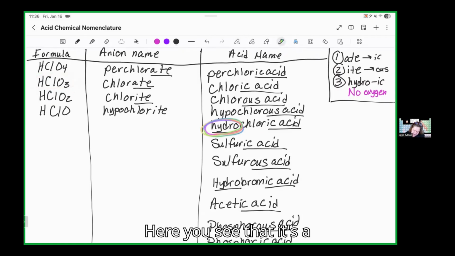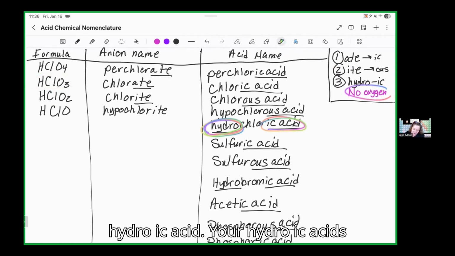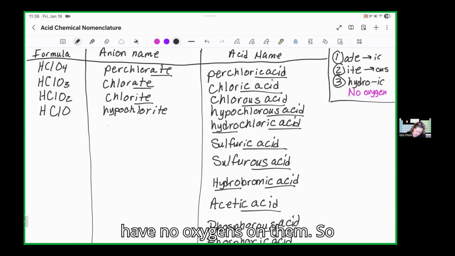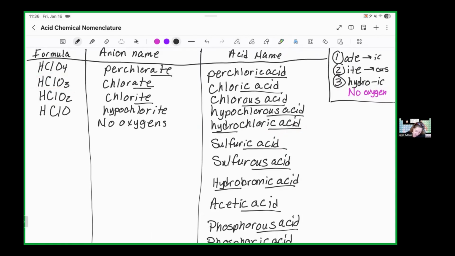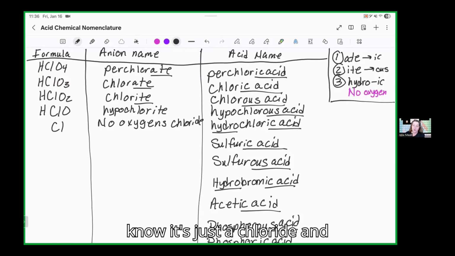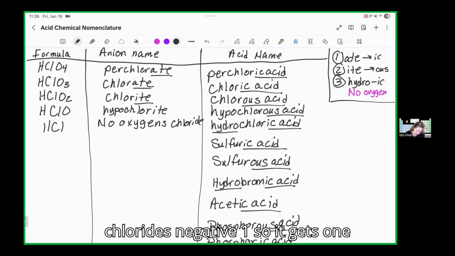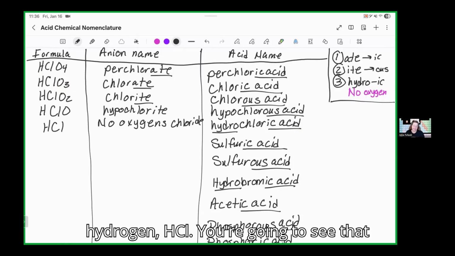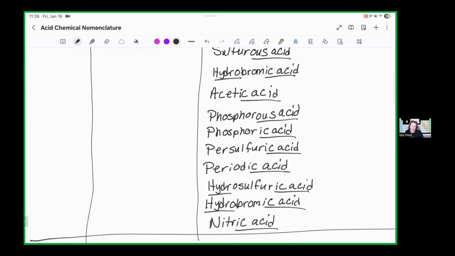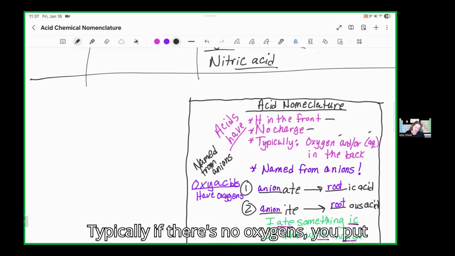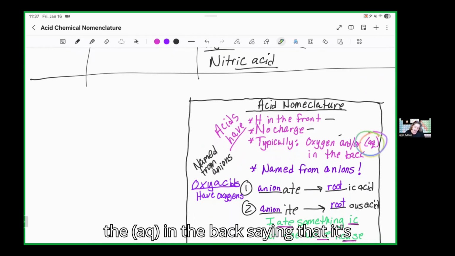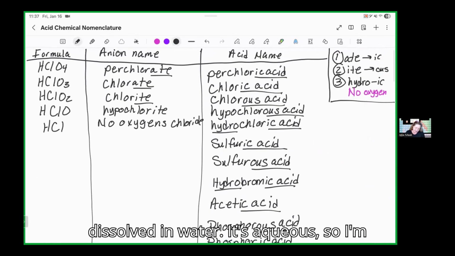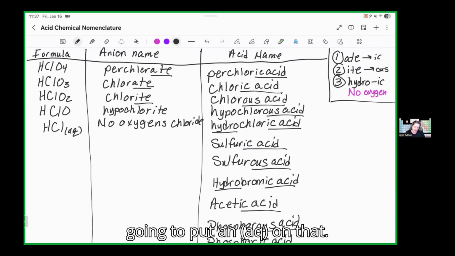Here you see that it's a hydro-ic acid. Your hydro-ic acids have no oxygens on them. So we go no oxygens, which that was chloride. Okay, so we know it's just a chloride, and chloride's -1, so it gets 1 hydrogen, HCl. You're going to see that one a lot. And remember, typically, if there's no oxygens, you put the aq in the back, saying that it's dissolved in water. It's aqueous. So I'm going to put an aq on that.